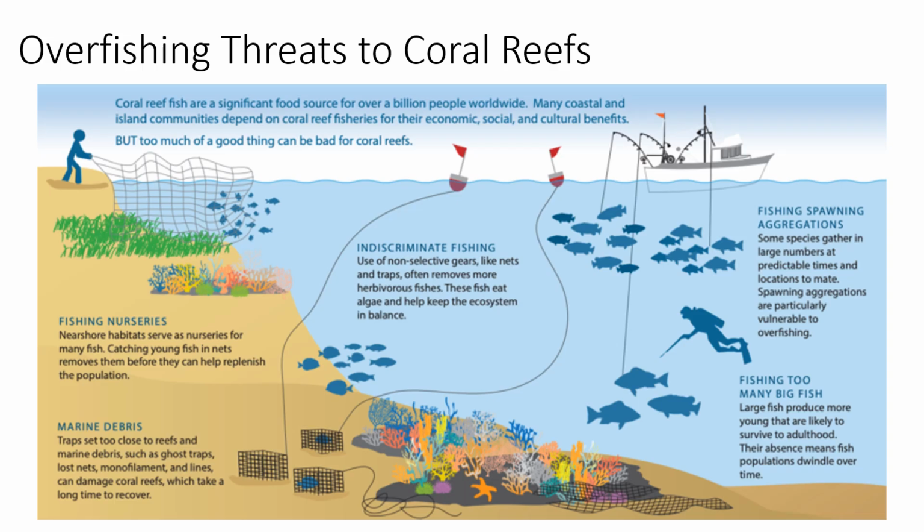So a bit of a summary of that in this diagram, and some new information. I encourage you to pause this now and look through this diagram, but it includes everything from fishing nurseries to marine debris, so trash, indiscriminate fishing. We'll talk about bycatch later on, fishing where fish are breeding, and fishing too many big fish.